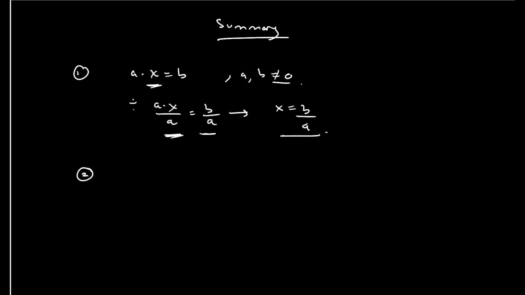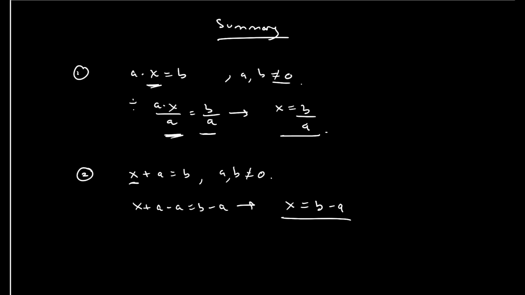Similarly, if I had, for example, x plus a equals b, where again a and b are non-zero, to solve for x, I subtract a from both sides. x plus a minus a equals b minus a. I'm left with x equals b minus a.